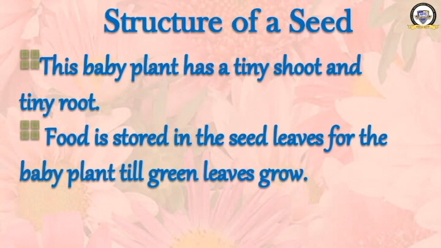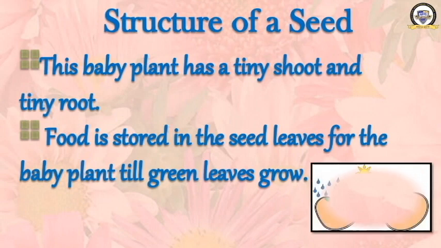Food is stored in the seed leaves for the baby plant till the green leaves grow. Till the green leaves come out of that seed, food has been stored inside the seed leaf. I showed you the seed leaf now. Inside that seed leaf, the food has been stored till the baby plant grows. When the baby plant comes out, it will have leaves, and after that the leaves will make their own food.